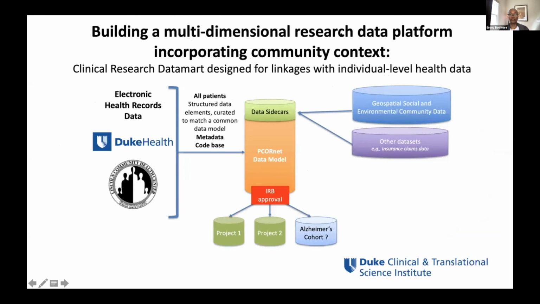So what we're doing within Duke is developing a multidimensional research data platform to incorporate community contexts into studies of health. We have taken our electronic health record data from Duke Health, all of it, and also from Lincoln Community Health Center, and we've created a data platform where all individuals' data are there, and they are geotagged by individuals' neighborhoods.